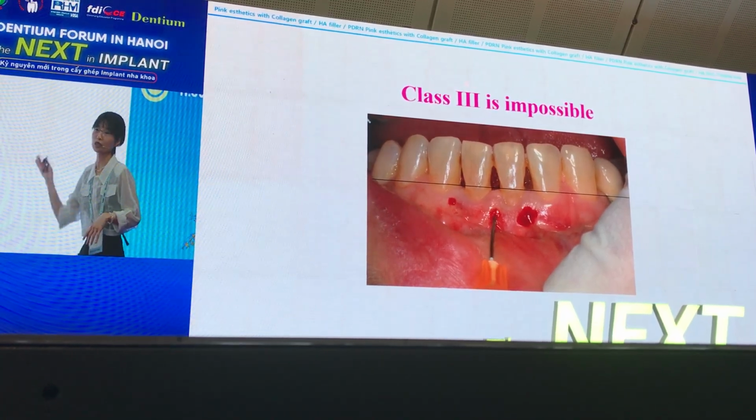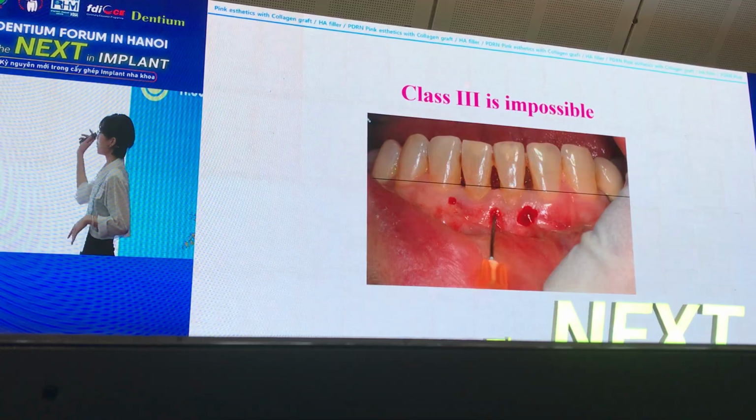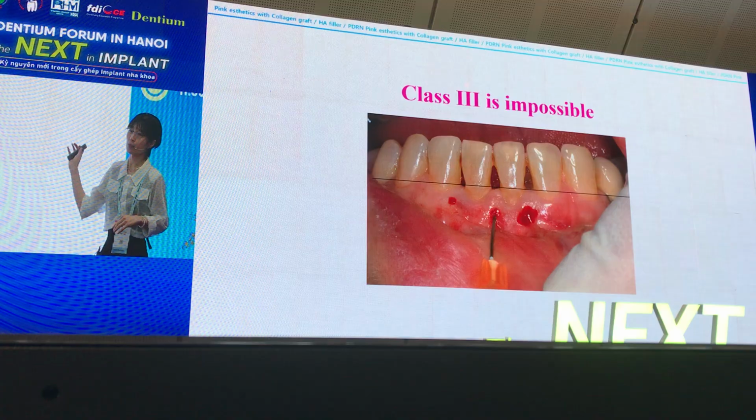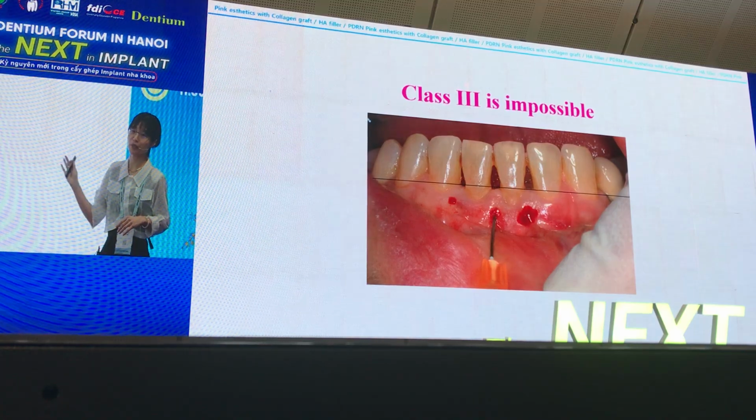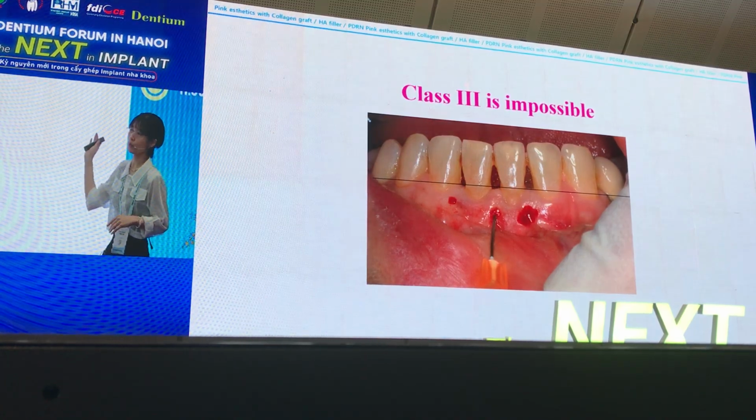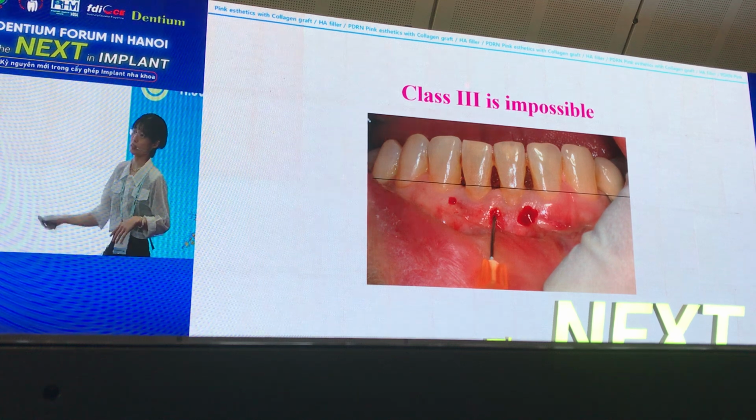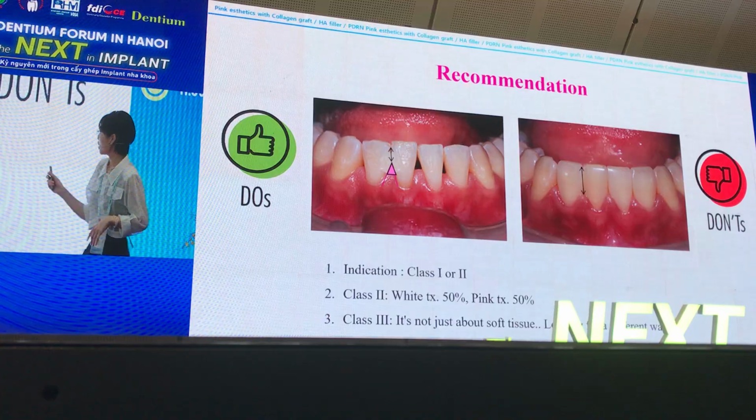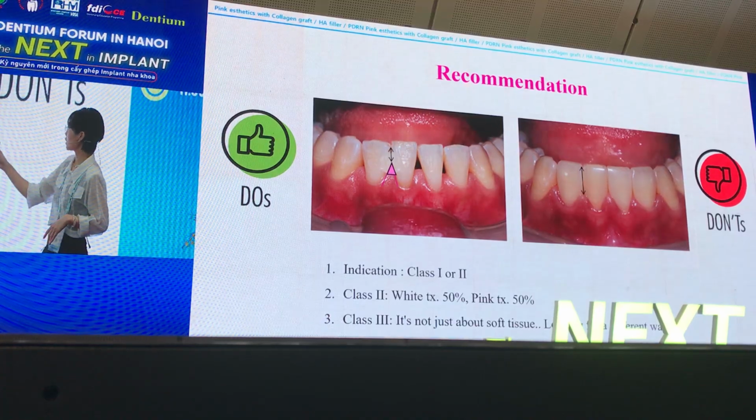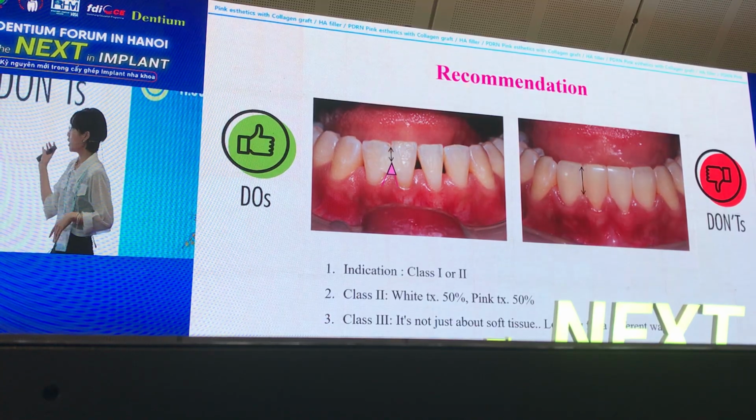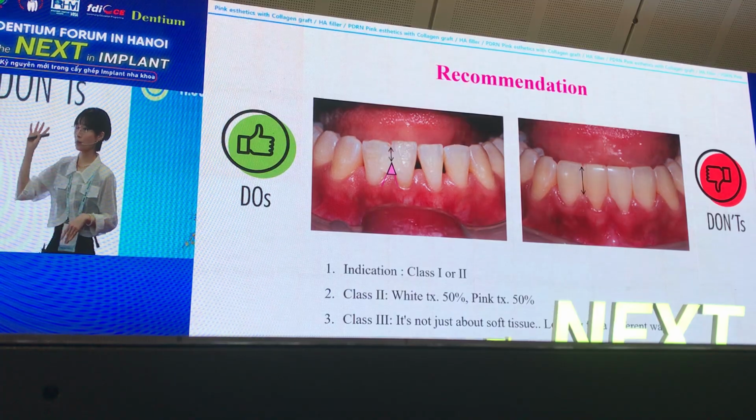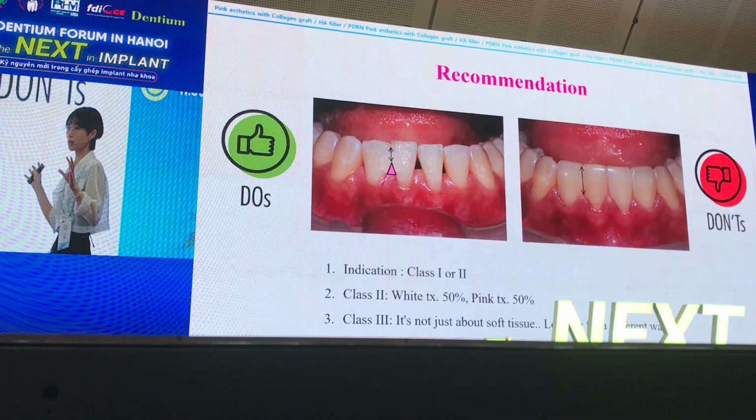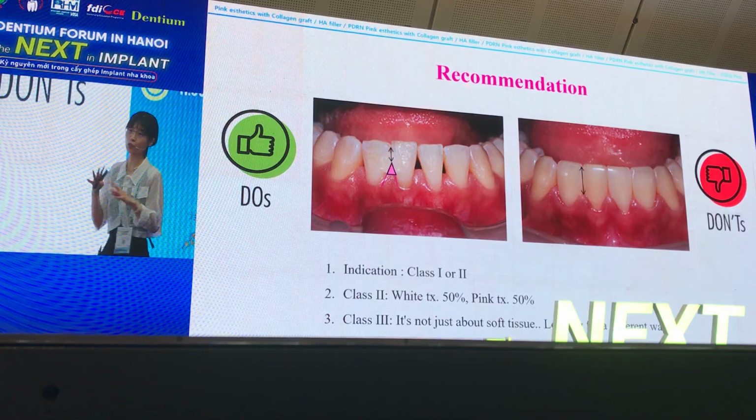So if you want to use the filler, making PDRN using collagen graft is the first step. And then you do the filler injections in the proximal part. So my recommendation is to just do class 1 or class 2. In class 2, white treatment 50% and pink treatment 50%, and class 3 don't touch.